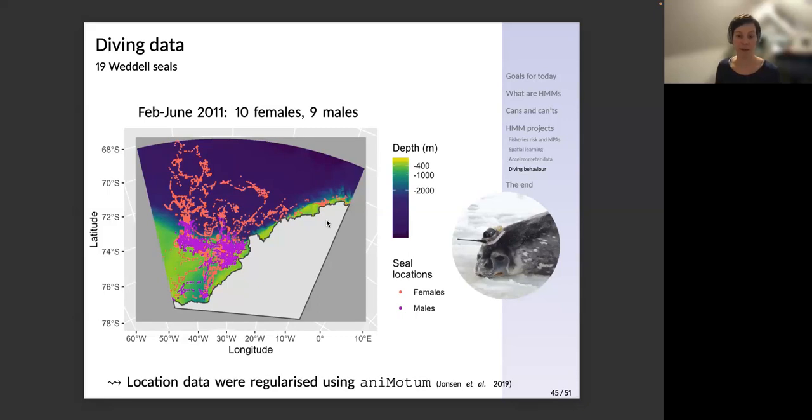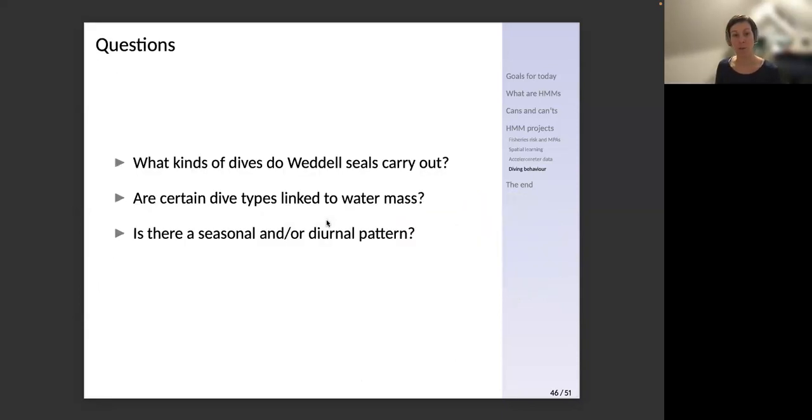Again, location: we regularized the location data using this package by Ian Johnson. And we wanted to know what kinds of dives the Weddell seals actually carry out. Can we group them? Are certain kinds of dives linked to water masses? And is there a seasonal or diurnal pattern to the diving behavior?